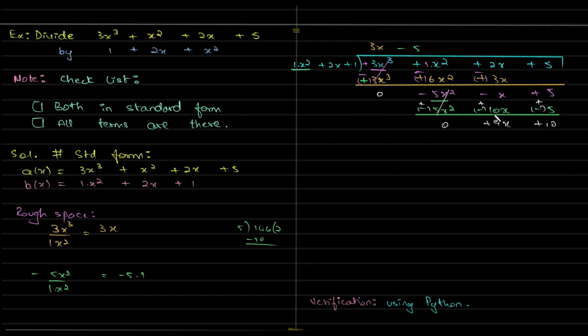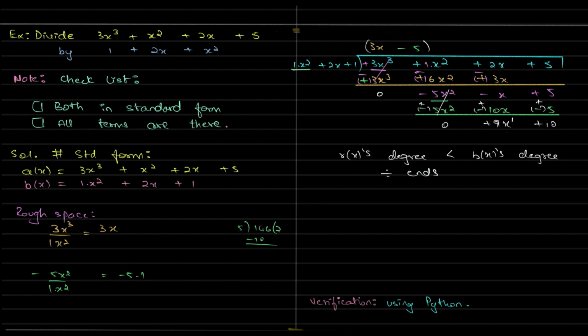And here we're looking at plus 9x and plus 10. Can we do further division? No, we can't further divide because the remainder degree is 1, while the degree of the divisor is 2. So we have to end the process since the remainder's degree is less than the divisor's degree. The division ends. So we have the quotient to be 3x minus 5, divisor is this and the remainder is this.